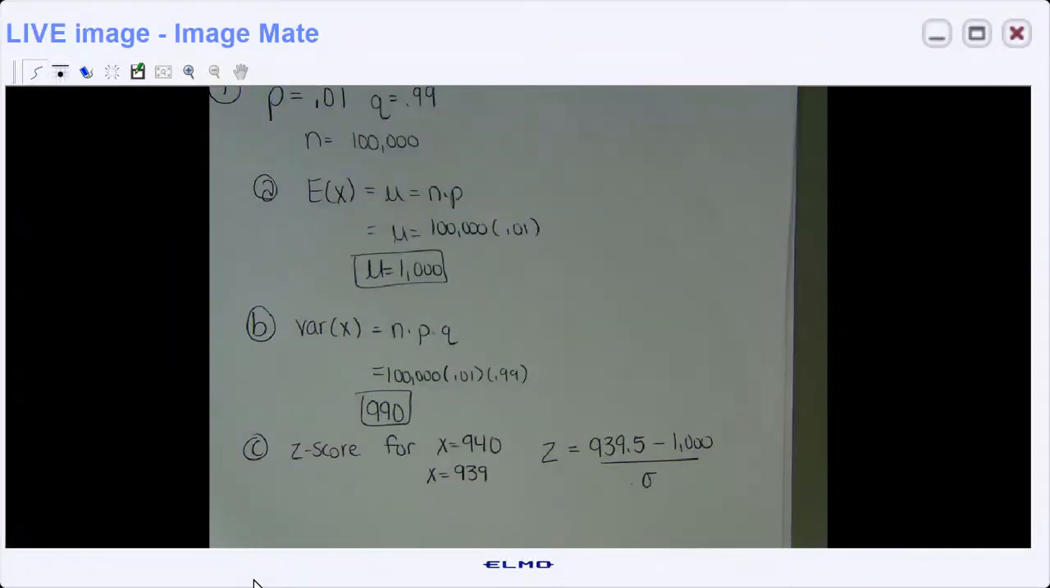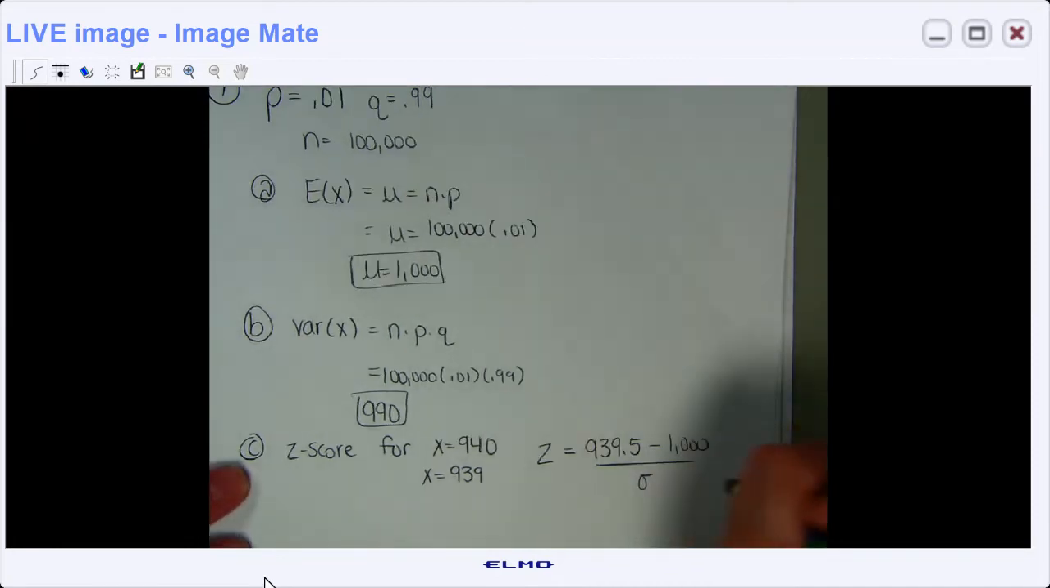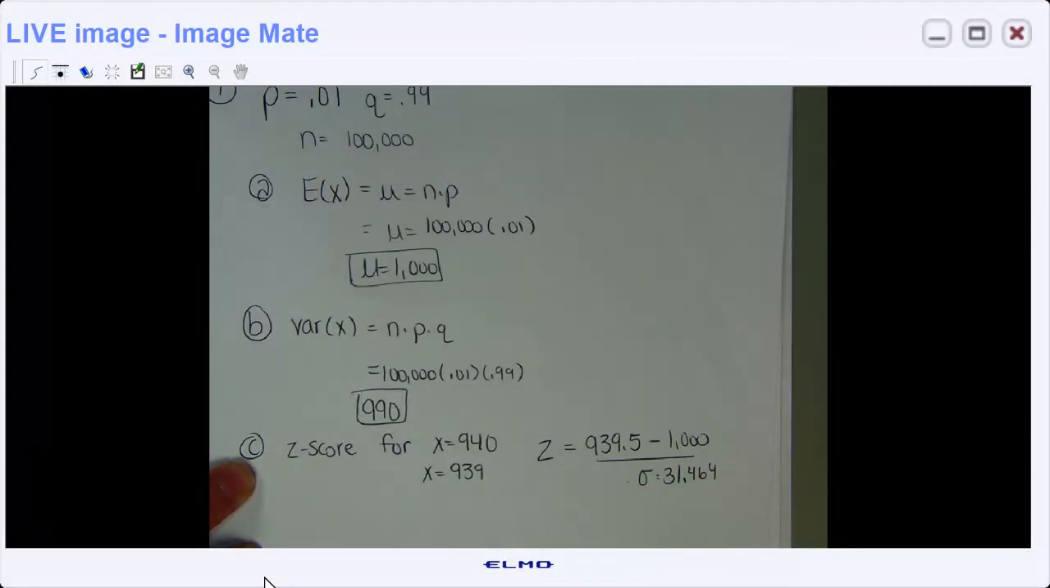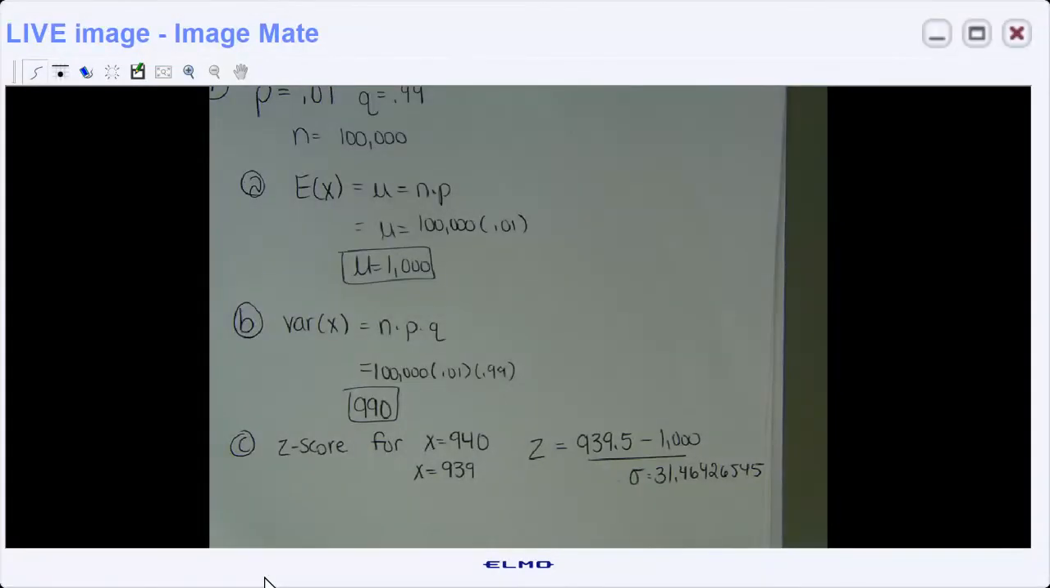So if anybody gets to the square root of 990 faster than I can find my calculator and get it turned on, you can just yell it out or type it in. And I am getting 31.464265545. So we work all of this out: 939.5 minus 1,000, divided by 31.464265545, getting negative 1.92.